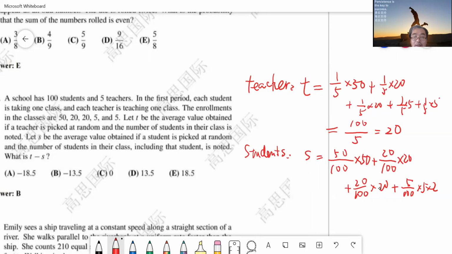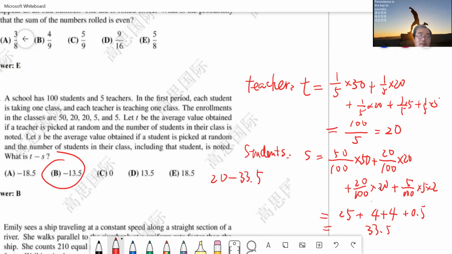All right, so then we just work this out. This is 25, plus this is 4, this is also 4, and this is 0.25. Added together, let's see, 29, 33, 33.5. So then we need T minus S. That's going to be 20 minus 33.5. So now you can find the answer is negative 13.5.